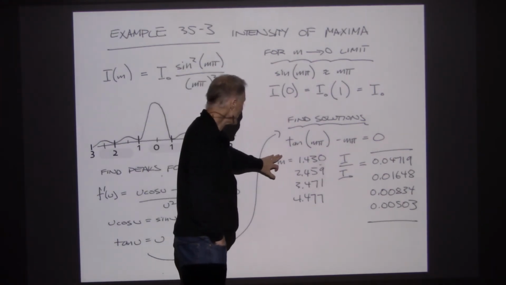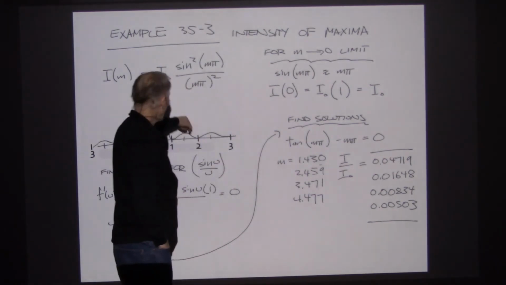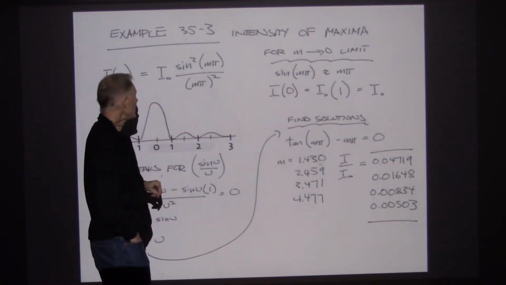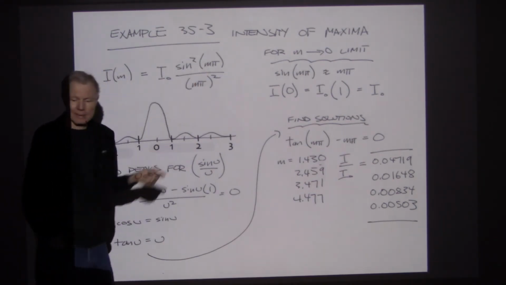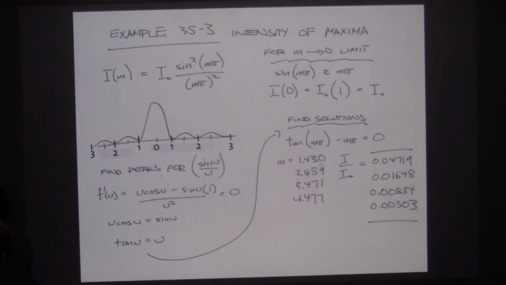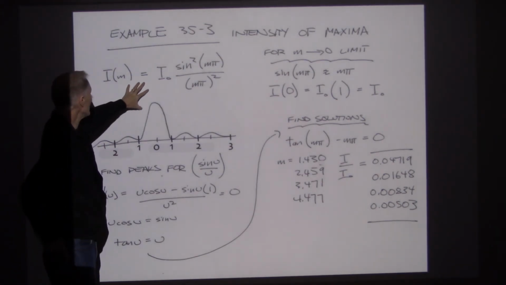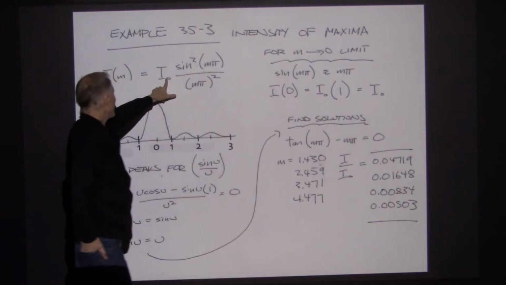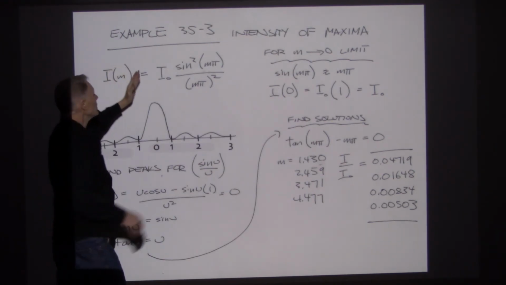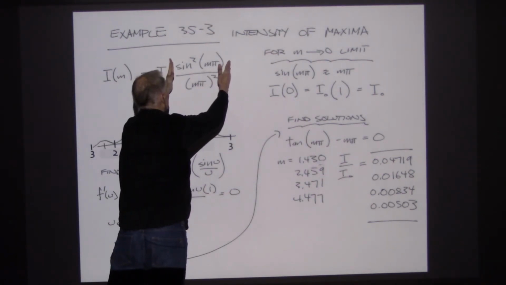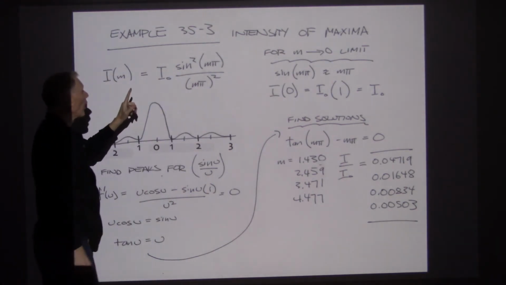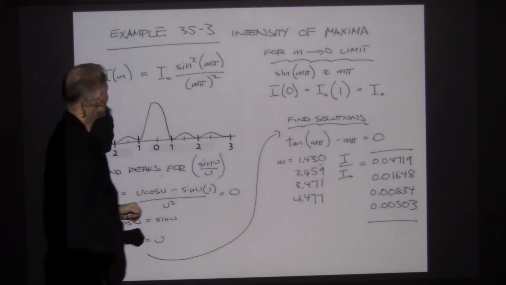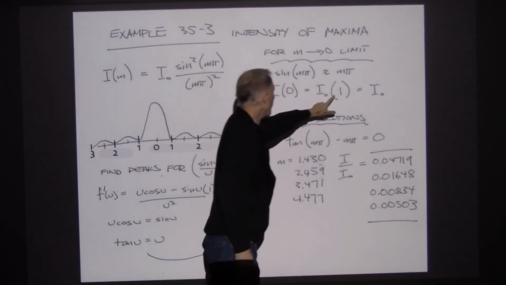Once we've determined the m values that give us the locations of these peaks, I can plug them back into my intensity formula, and from that I can determine what the relative intensity is. I'm going to think of this as I over I naught. So I'm going to divide the I naught through and bring it to the other side. I'm really solving this portion right here. Now I know this function goes to 1 right at the center, so that's my comparison here, with 1.